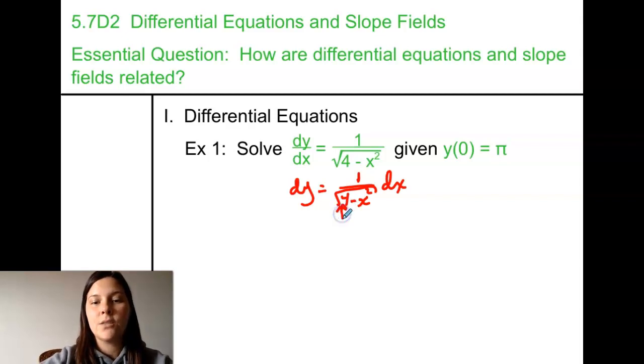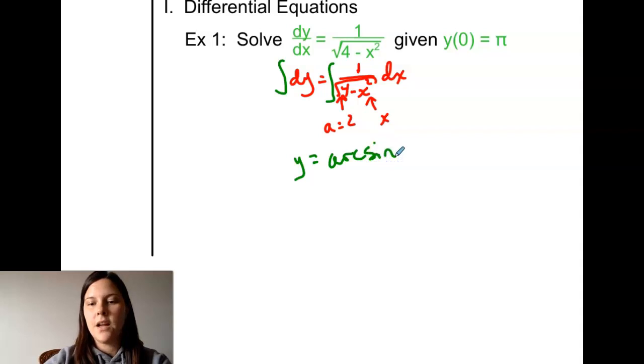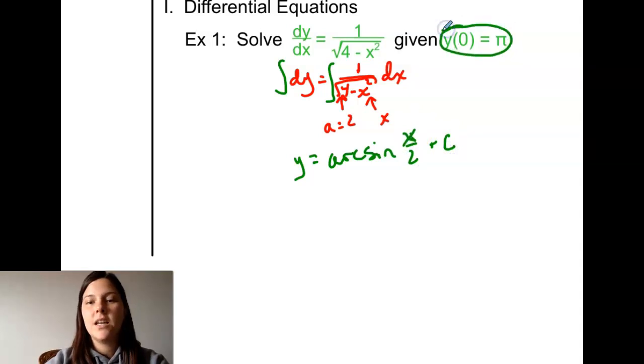I've got my a squared right here, so a is 2. And of course, I've got my x squared function here, so x is x. Integrating both sides, I get y equals the arcsine of x over a, or x over 2, plus c. We were given this point. If we put 0 into our function, so 0 is the x value, we get pi out of our function. So we're going to sub those in to solve for c.